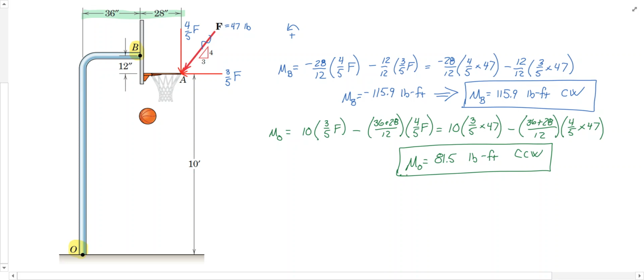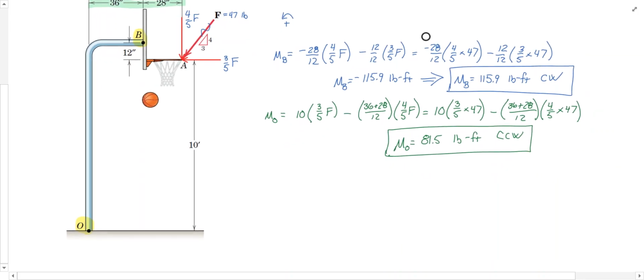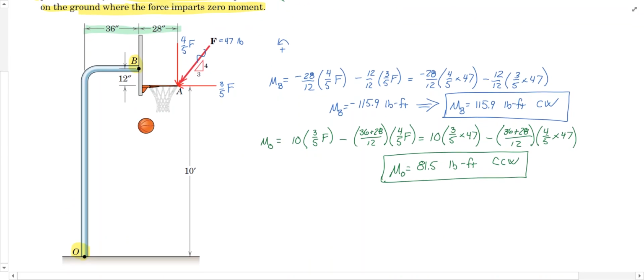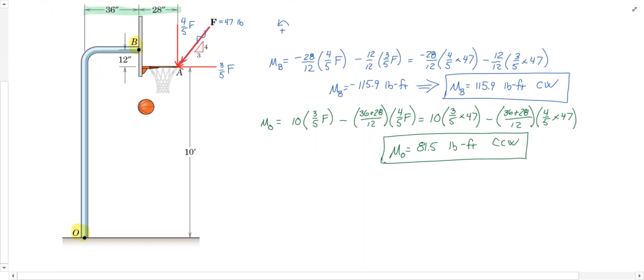So that's relatively easy. Now, for this last part of the problem, where they ask us to locate a point C on the ground from O, where the force imparts zero moment, really all that you're looking for is where the line of action for the force crosses the horizontal ground. That's really all you're looking for. So this is point C. And you know that's the point you want because any point on the line of action for a force has no moment made by that force. So this is really all we have to find.